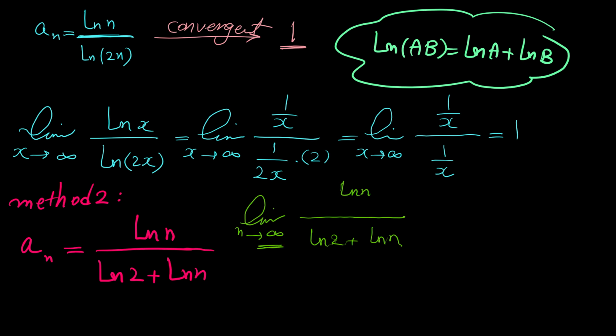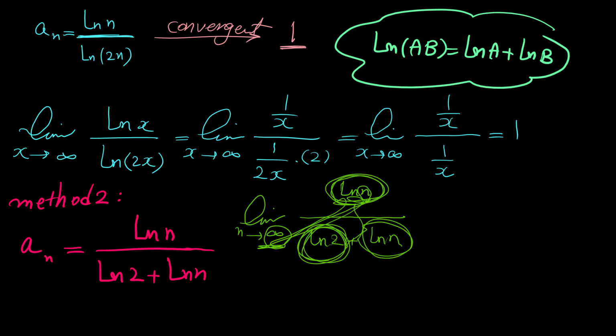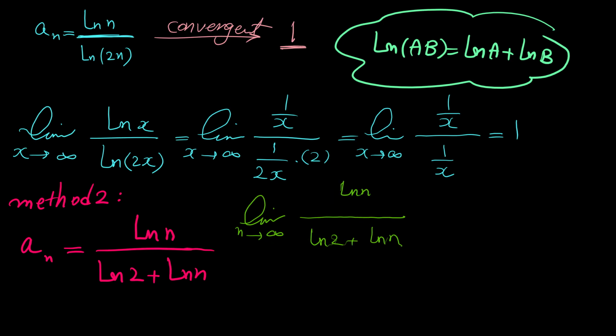When n approaches infinity, ln of infinity is infinity, so the denominator is also infinity, and ln of 2 is just a number. ln of 2 is almost 0.7. Anyway, it is a number. So in this limit, we have infinity over infinity, and infinity over infinity is an indeterminate form.